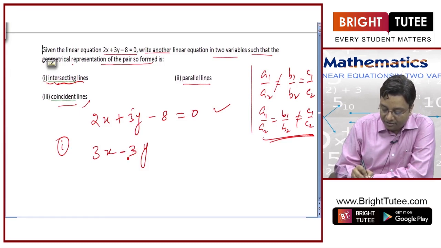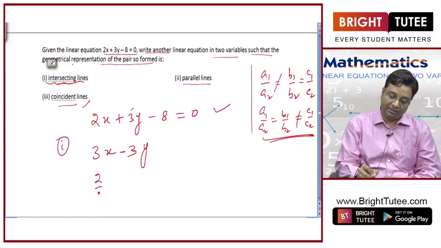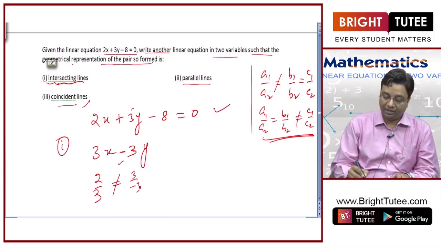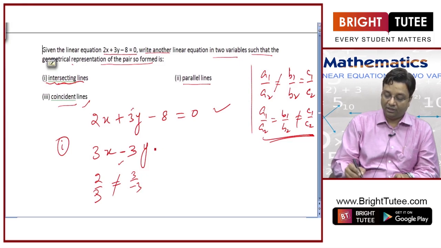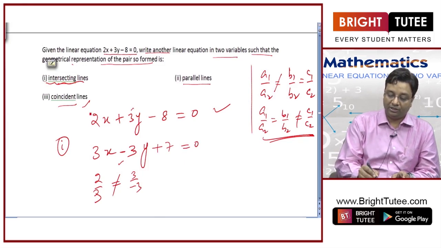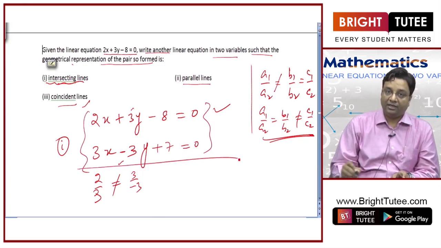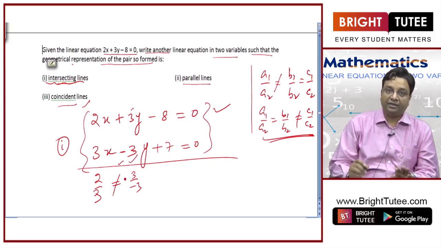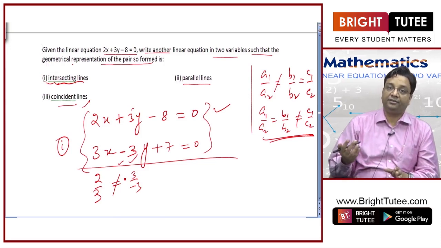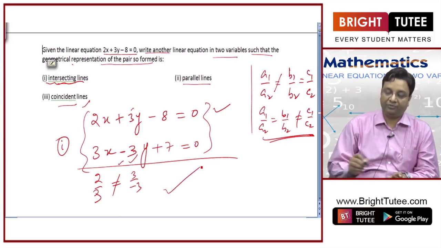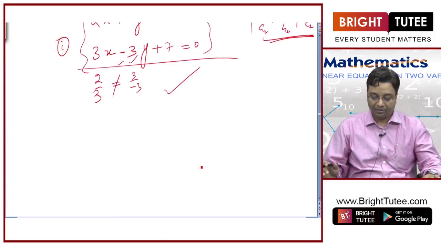Let us take, I take minus 3. It is clearly 2 by 3 is not equal to 3 by minus 3. I have taken a negative sign here, so that reduces all the confusion. So this is not equal. So I can take anything here. Let us take 7 equal to 0. Now these two lines are intersecting lines. Another student can take 7 here, 8 here, 9 here. So the answer will vary. Every student will not have the same answer for this question, but this is a perfectly correct answer here.